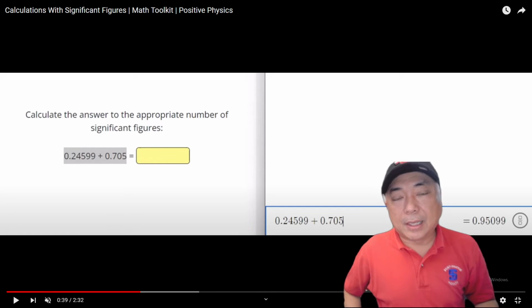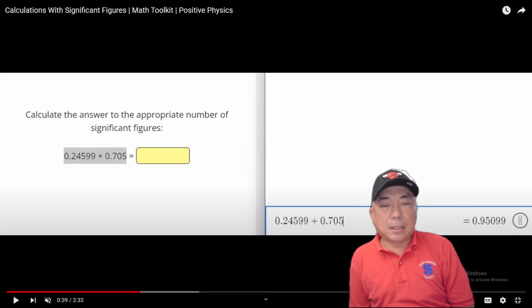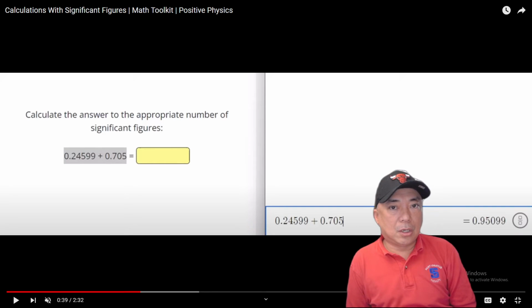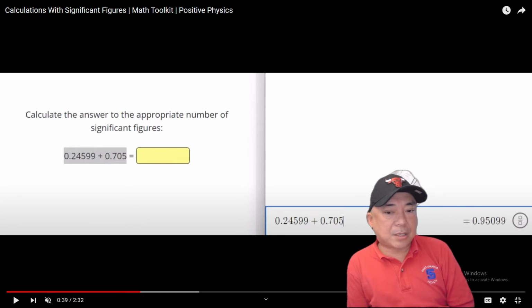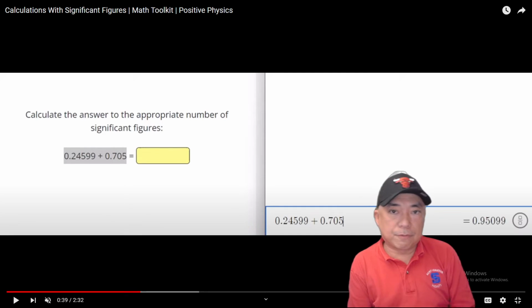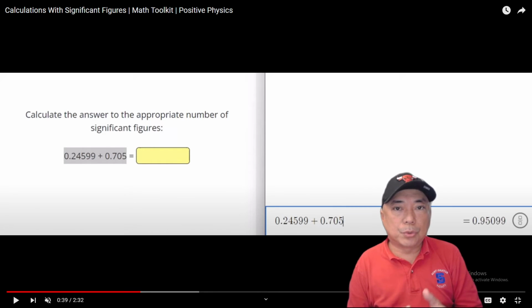The reason is that, aside from following the rules of significant figures, what significant figures play in addition and subtraction is that our answers need to be uniform. The answers need to be the same all throughout when we do that operation.